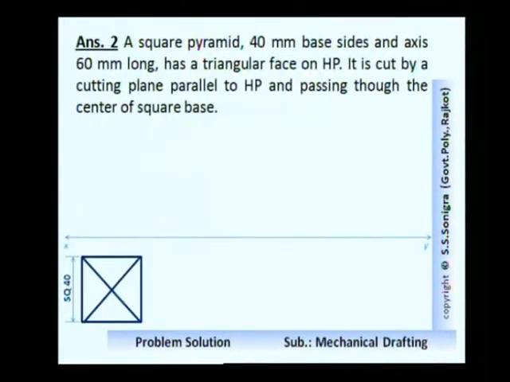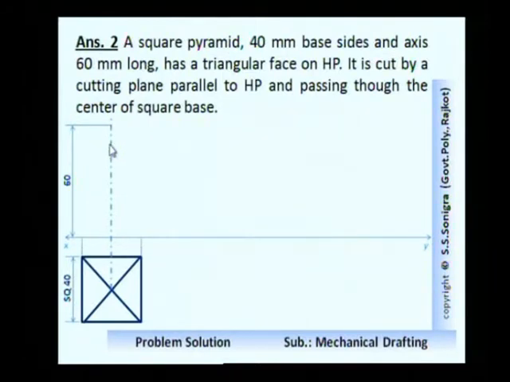And these are the slant edges, which are visible in top view because it's a pyramid. Then draw its axis from the midpoint. This is the center line or axis of the solid, and the height is given, that is 60 millimeter. So at a distance of 60 millimeter from the XY line on the axis, put a point over here and insert the dimension 60 like this. And this is the apex point of this solid.